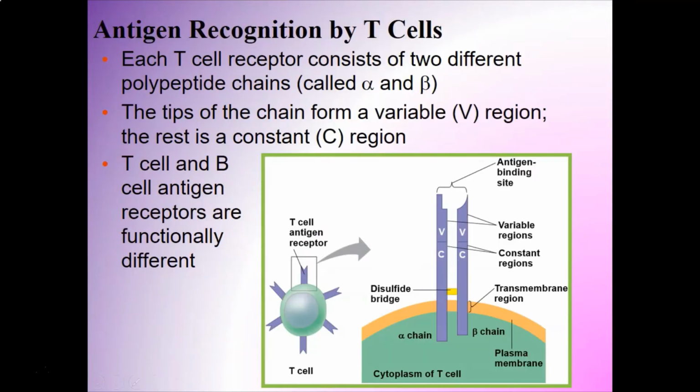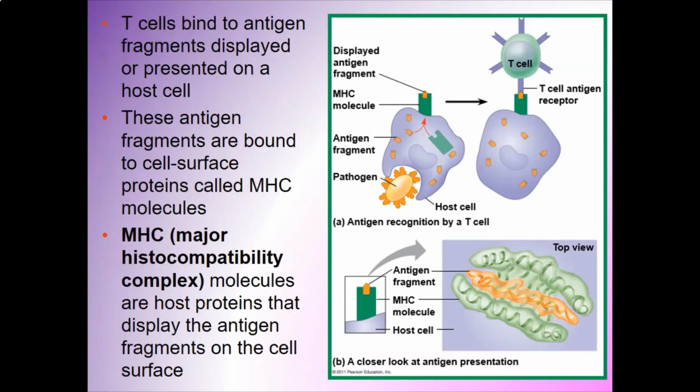So what about T cells? Antigen recognition by T cells. Each T cell receptor consists of two different polypeptide chains called the alpha and the beta chains. The tips of these chains form the variable region, and the rest is the constant region, similar to before, only it's not Y-shaped. T and B cell antigen receptors are functionally different, so they do work in different ways.